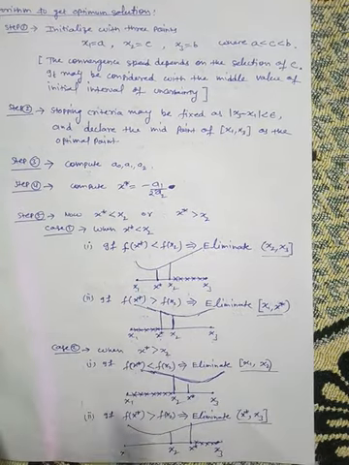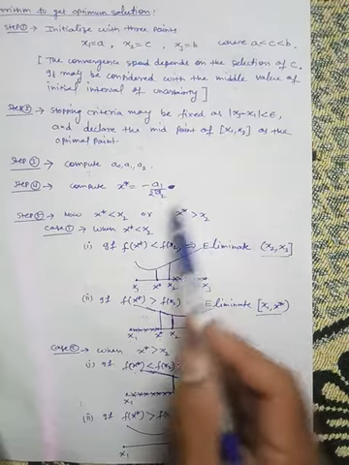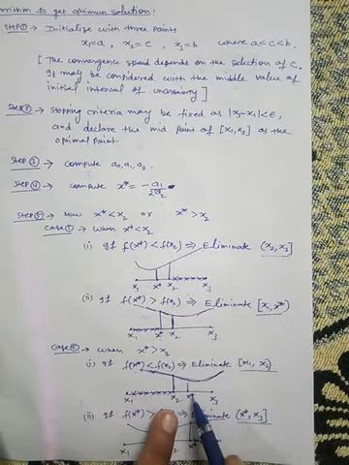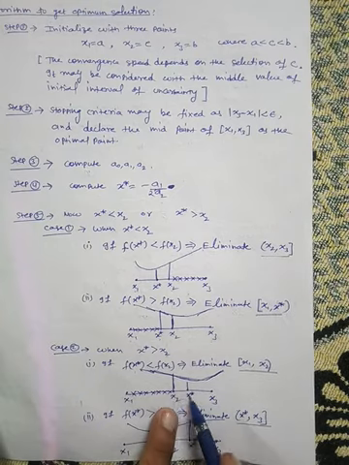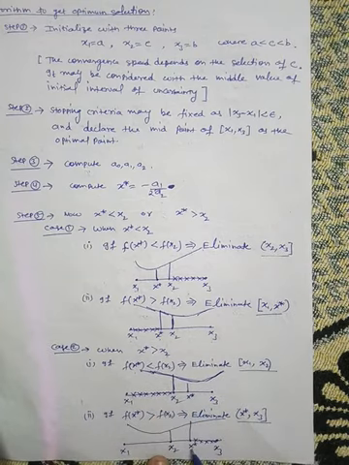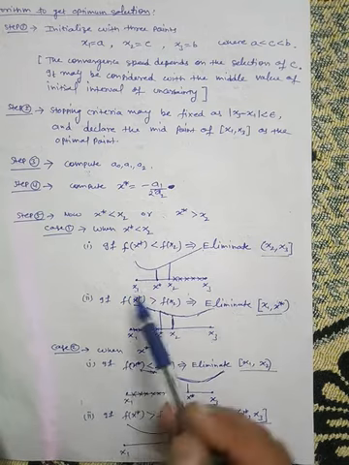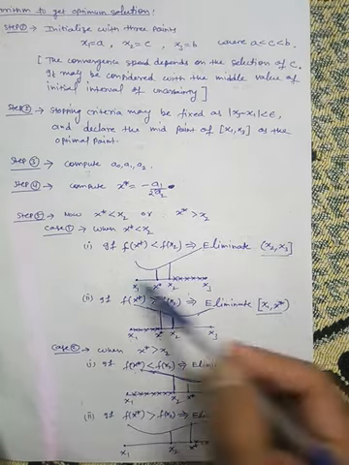Now case number 2. Case number 2 means this case when x star is greater than x2. So we are having this here, x star is here, x star is greater than x2. Similarly here x star is greater than x2. Again we have two cases. Either we are having this kind of shape or this kind of shape.